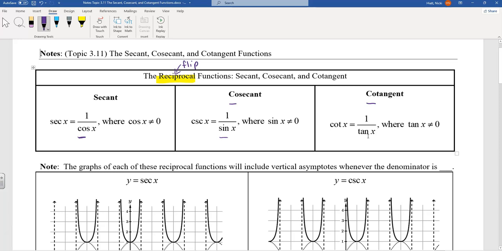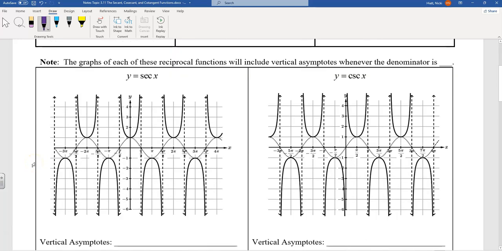Tomorrow we will start into looking at different trig identities and manipulating functions. So these are three things that you'll need to have memorized for that. The graphs of these are crazy. I don't think we're going to have to do a lot with the graphs, but we're going to have to do some. Okay? So the graphs of each of these reciprocal functions will include vertical asymptotes whenever the denominator is 0.